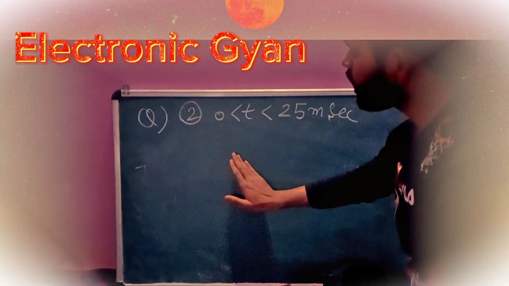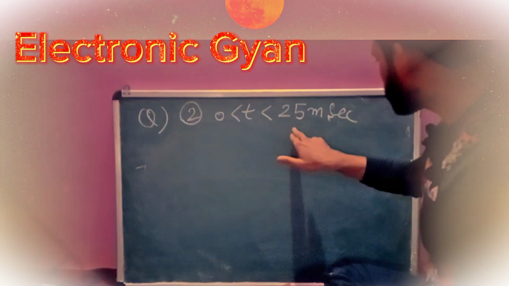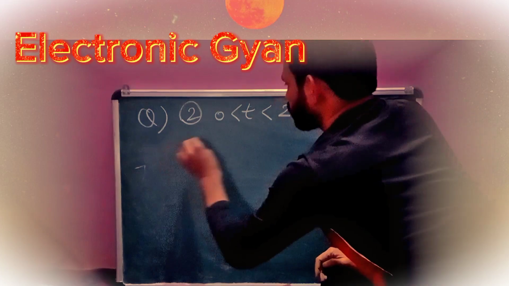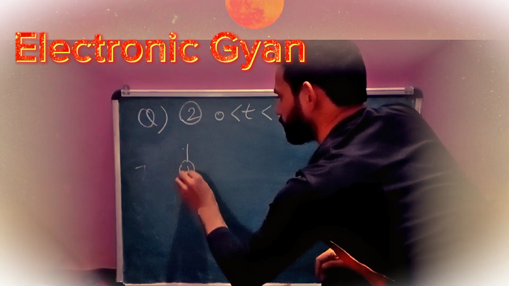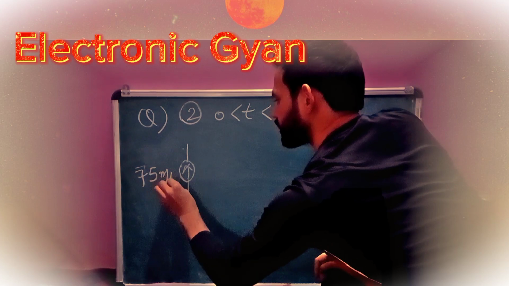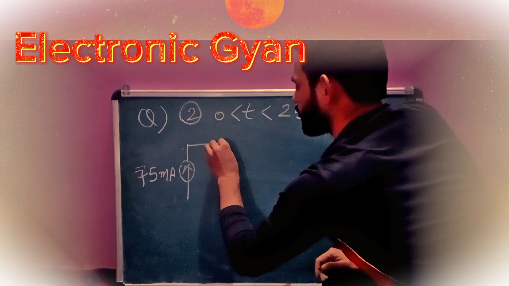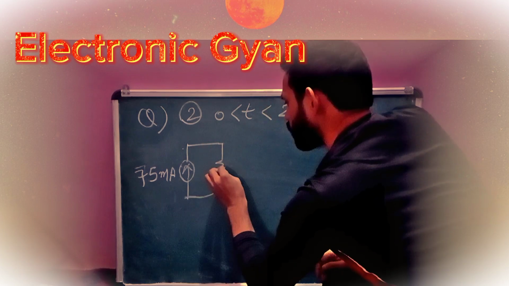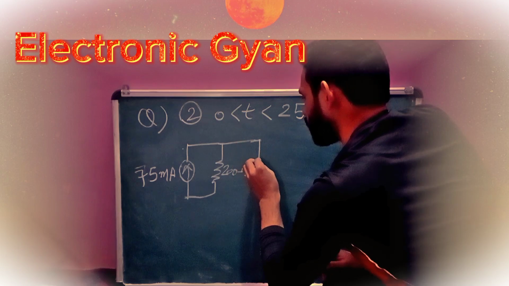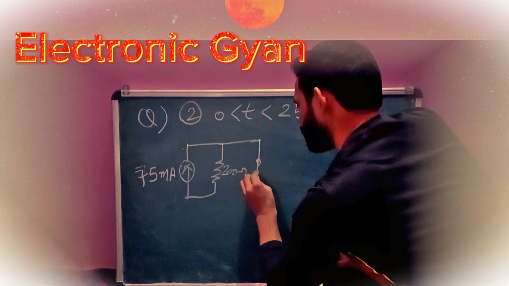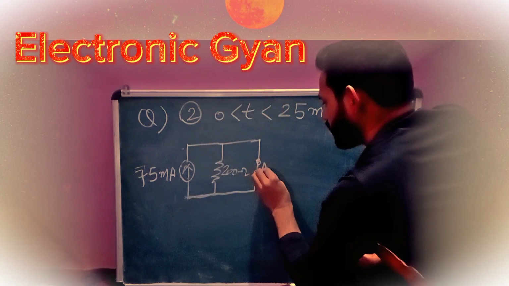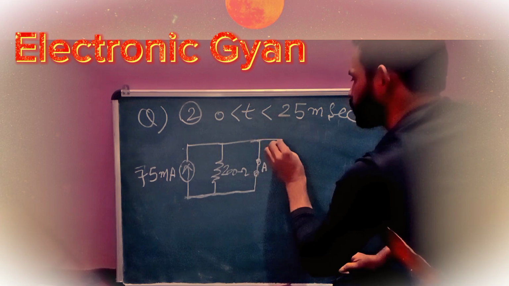See, t is greater than 0. Now switch A will close, but switch B is still closed. So for this duration of time, my circuit will be: this is my current source of 75 milliampere, and this is my resistance of 200 ohm, and this is my switch A. Switch A will close at time equal to 0. Now my time is greater than 0, switch A is closed and switch B is still closed.